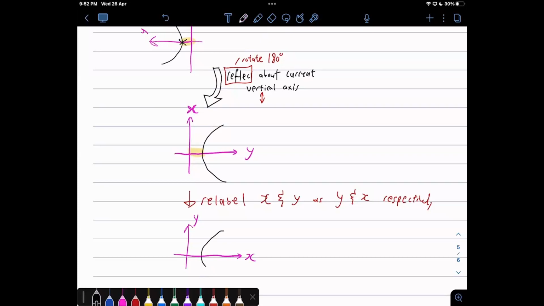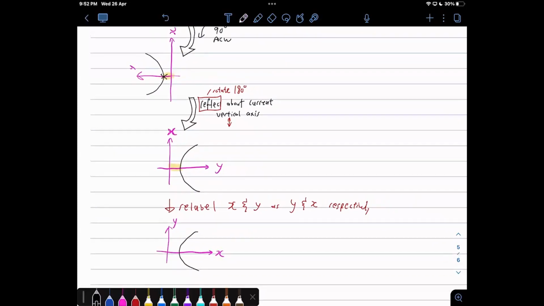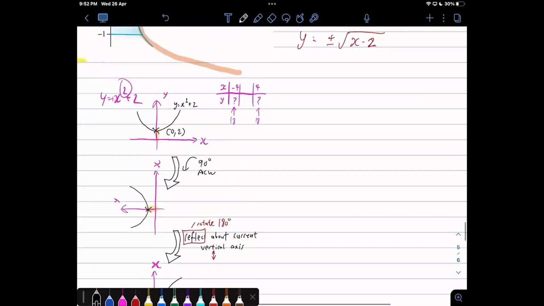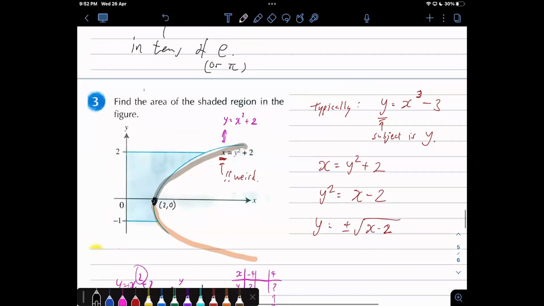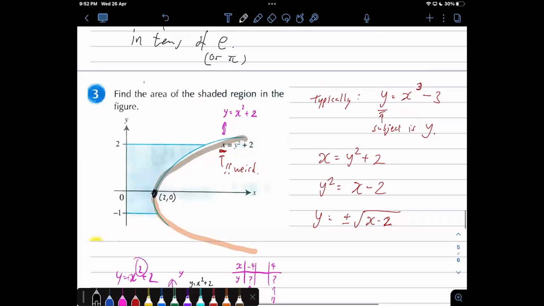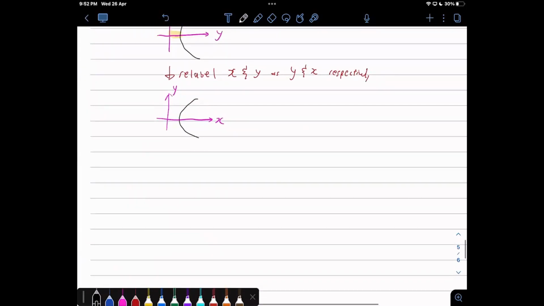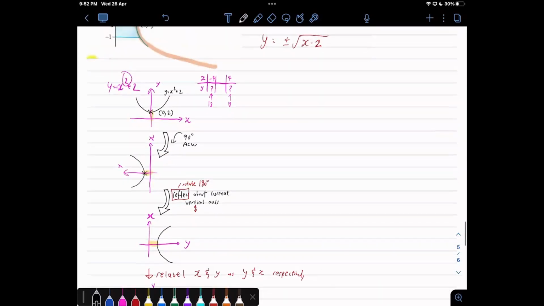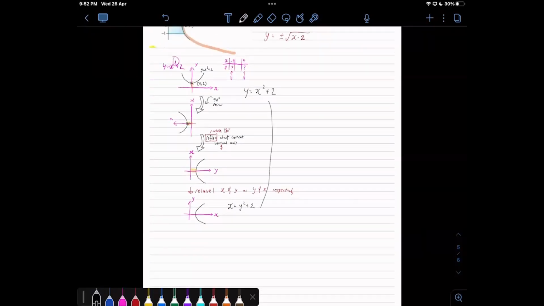And lo and behold, doesn't this look very familiar? Oh, it's exactly the graph in the question. X equals y squared plus 2. This is now x equals y squared plus 2. We started with y equals x squared plus 2. Can you see what's happening? When you interchange the x and the y, doing this funny dance move, rotate 90 degrees anti-clockwise, reflect about the current y-axis, will give you the resulting curve.